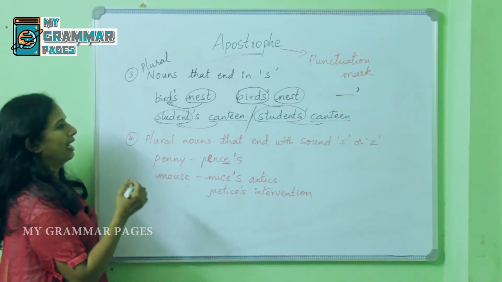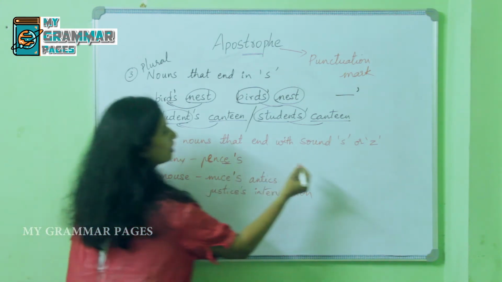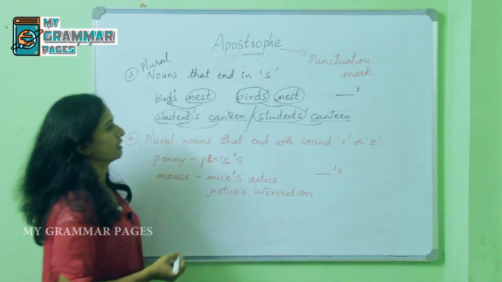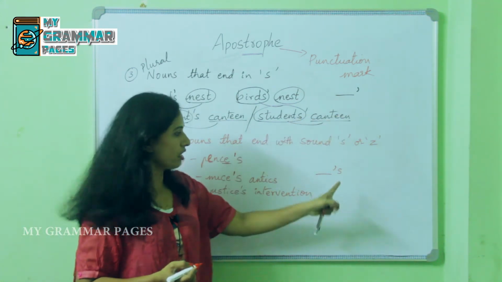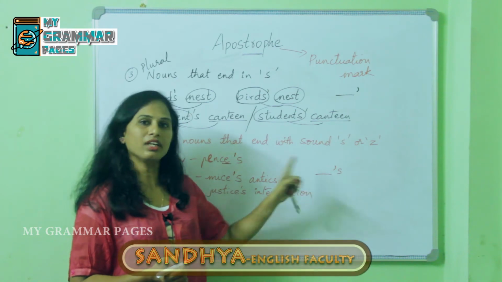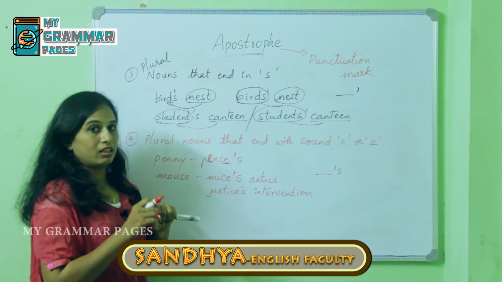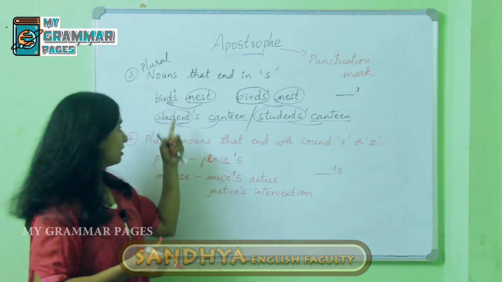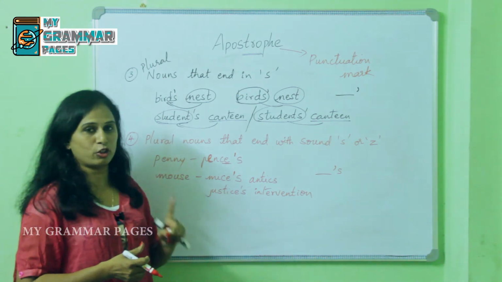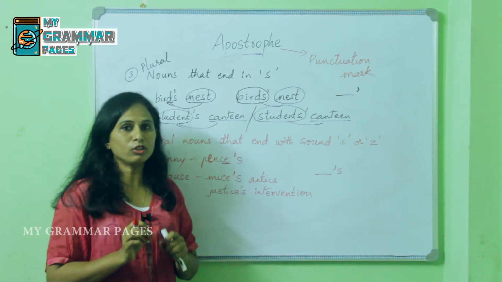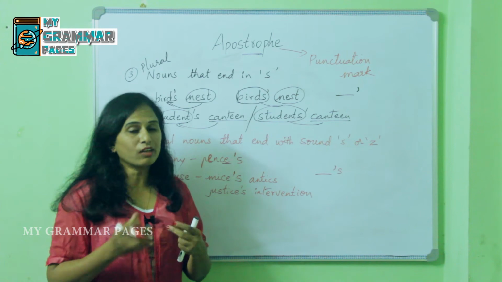Okay, so I think it's very clear. For this, we are supposed to keep an apostrophe, yes. Here we need just an apostrophe, and here it is apostrophe s. Now we are going to look at the second type of rule; here we have 4 rules in forming the possession.